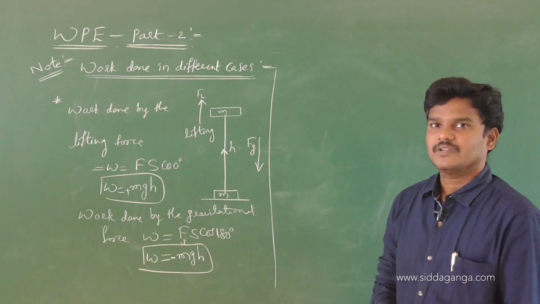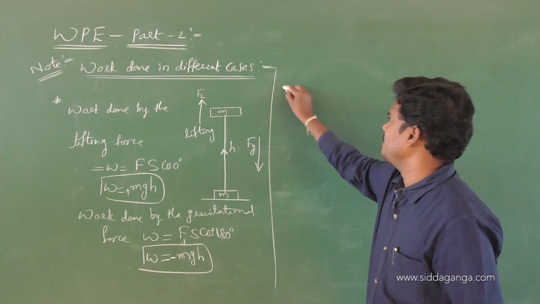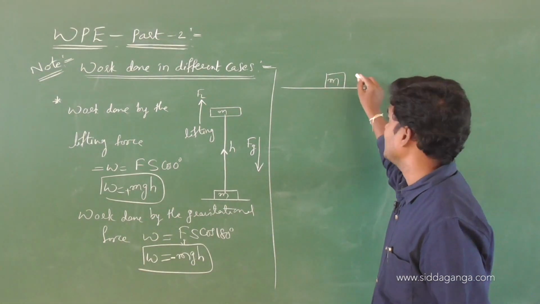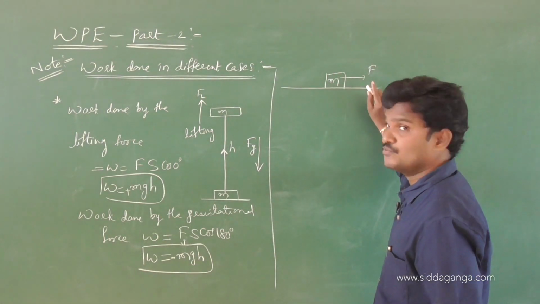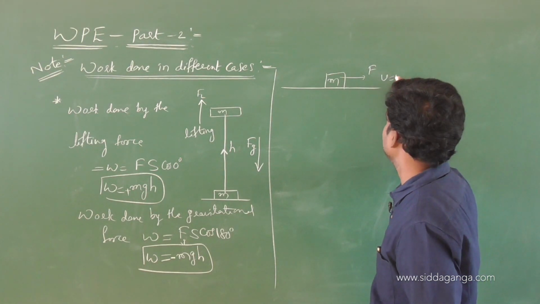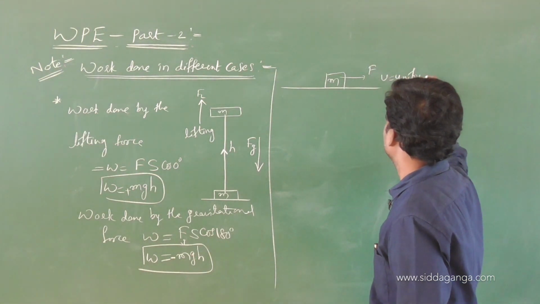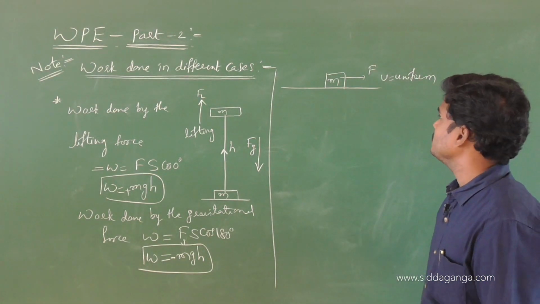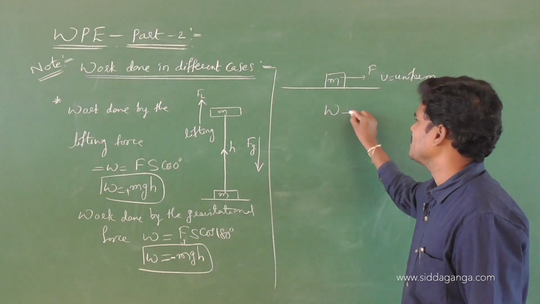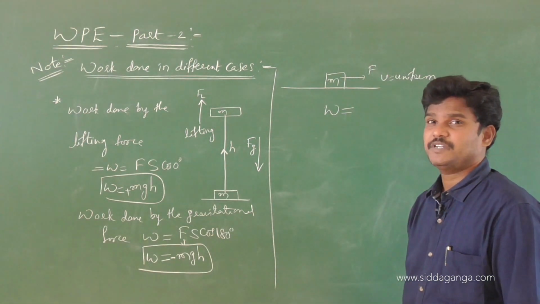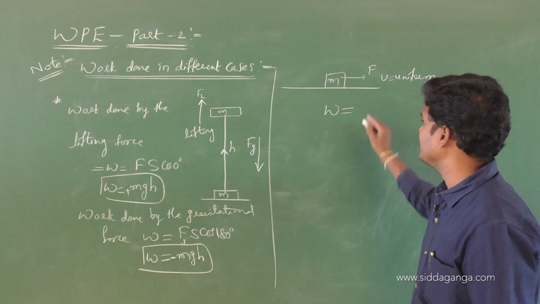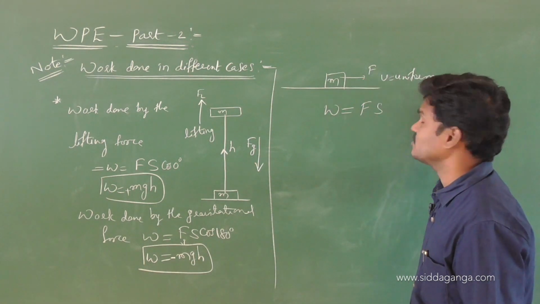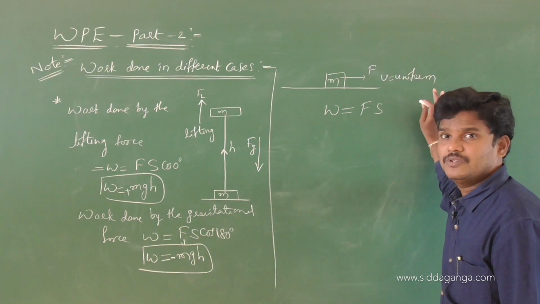Now see, first suppose a block whose mass is m is moving under the application of a force with a uniform speed. If the block is moving with uniform speed, tell me how much work is said to be done in this situation. Uniform speed, generally we can write W is equal to Fs, body moving in the direction of force, theta 0.